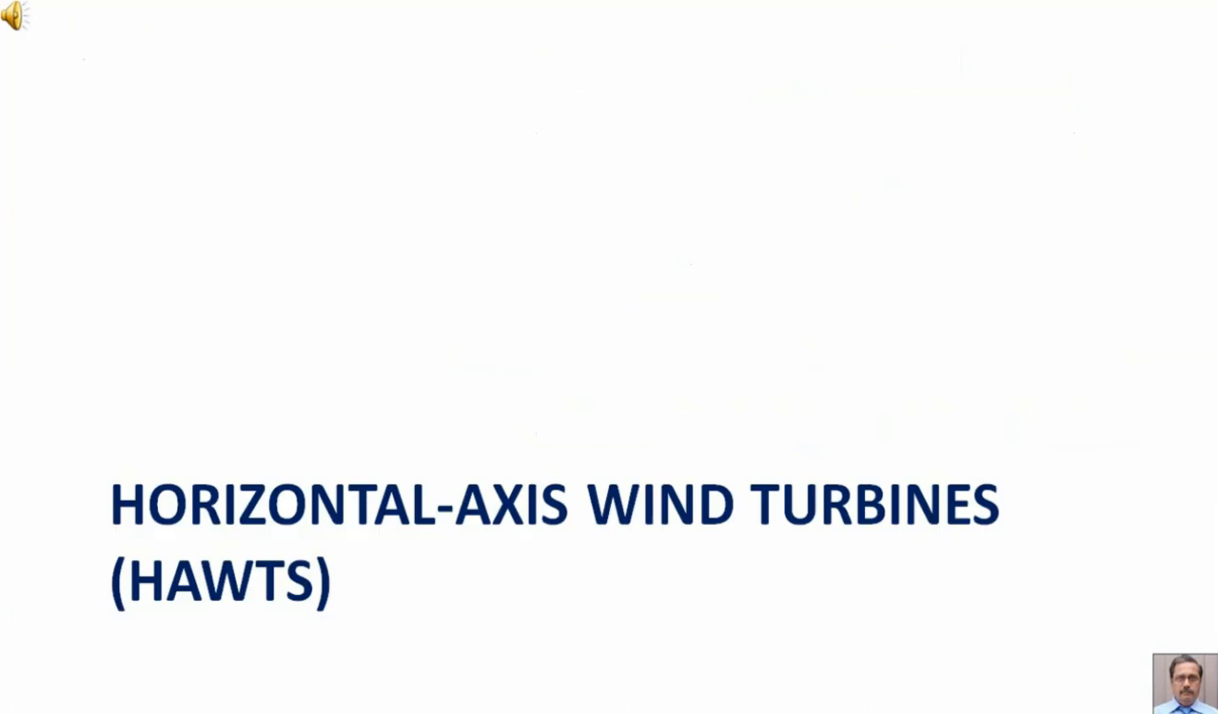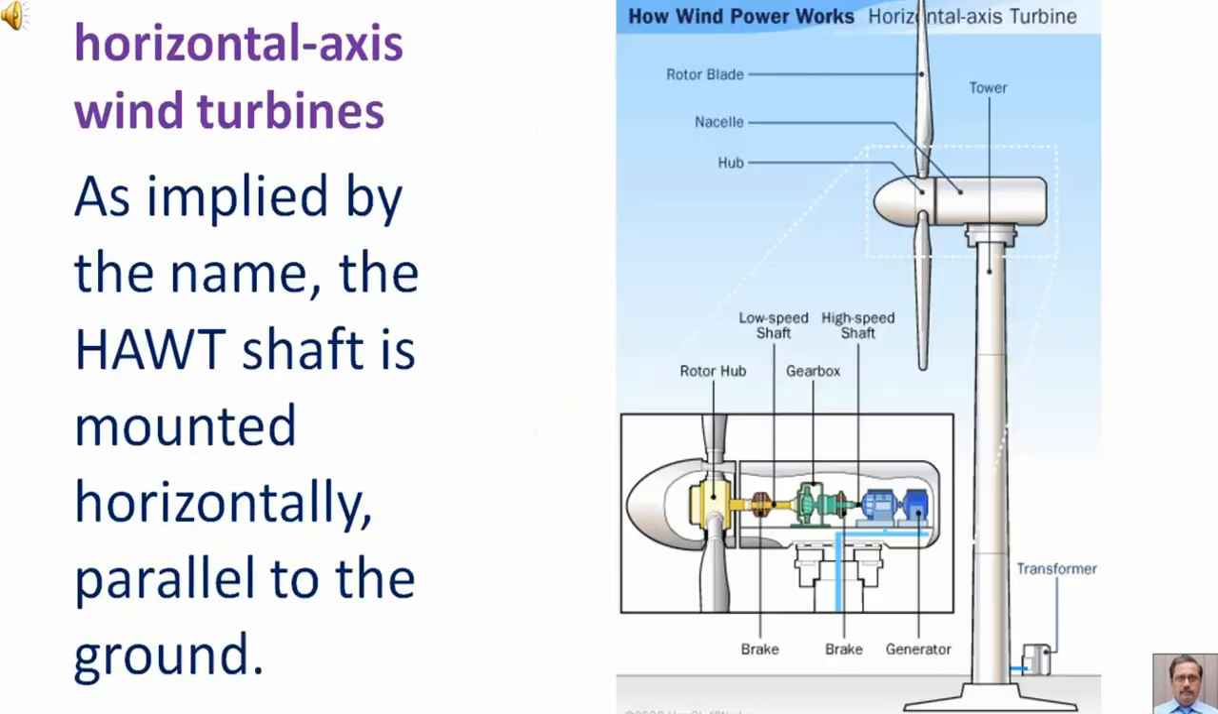Horizontal axis wind turbines, HAWTs. As implied by the name, the HAWT shaft is mounted horizontally, parallel to the ground.